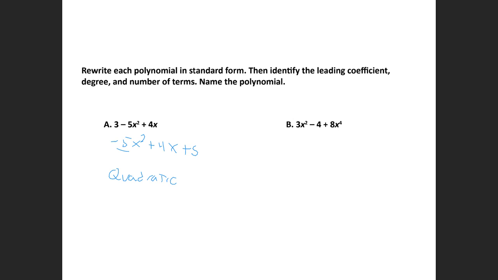The leading coefficient is -5. Highest power is 2. In this problem, I have 8x to the fourth plus 3x squared minus 4. So this is called standard form, highest term to the lowest term.